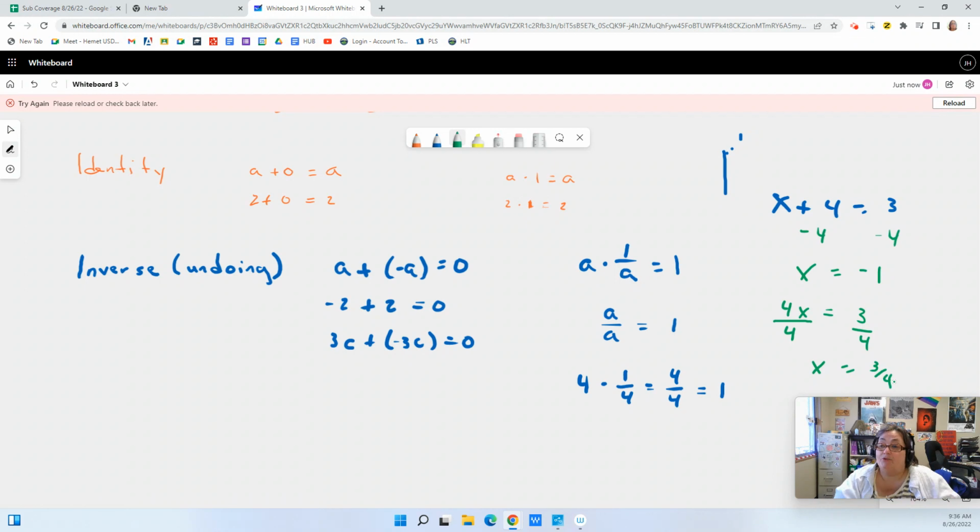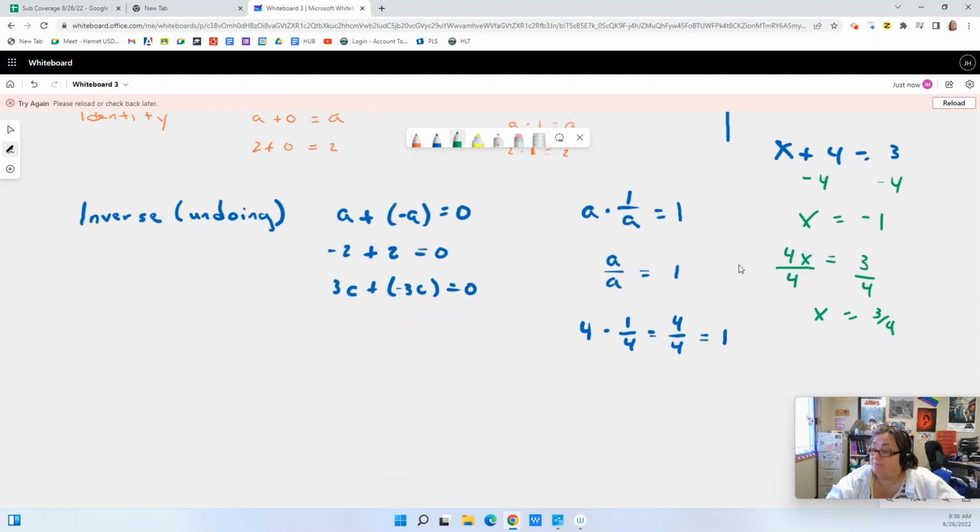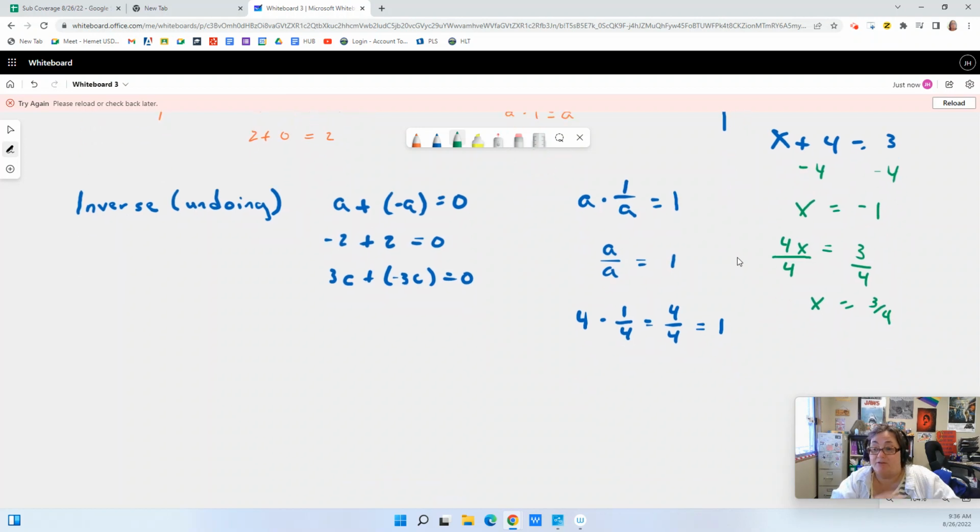And so that's all we're doing when we do those order of operations. When we're solving for a variable, all we're doing is inverse operations, which is why it's kind of an important property, the fact that we can find these inverses so that we can undo everything that's being done.